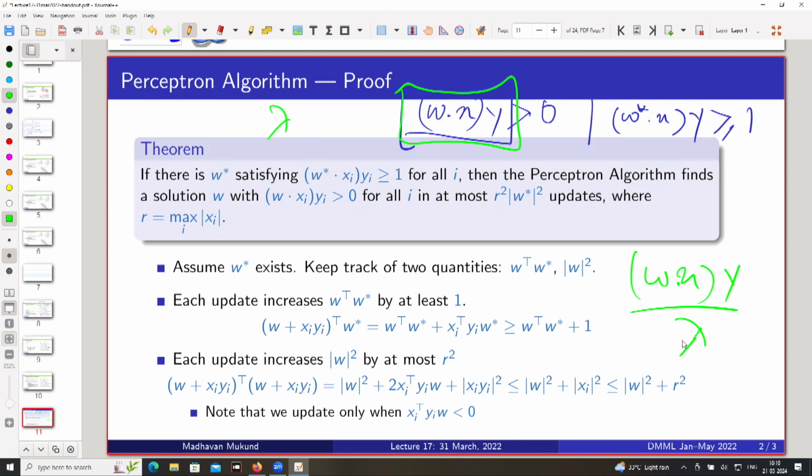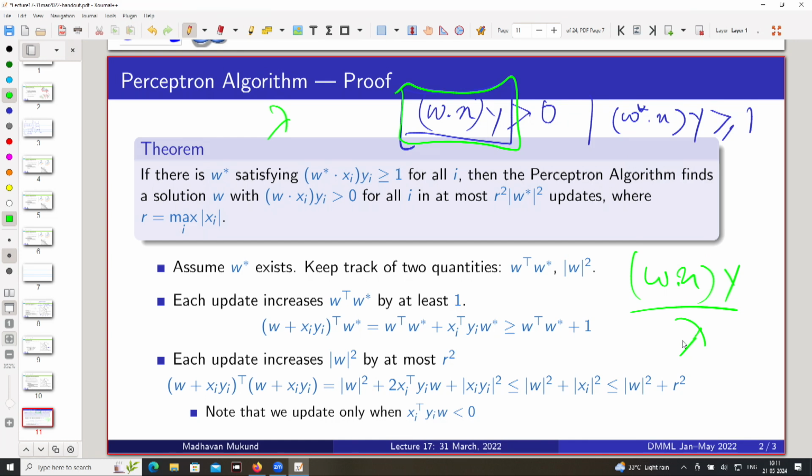So the first claim is that every time we update w, this quantity w dot w star, which is the same as writing w transpose times w star, increases by at least 1.